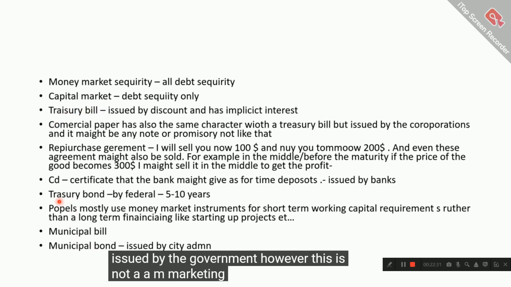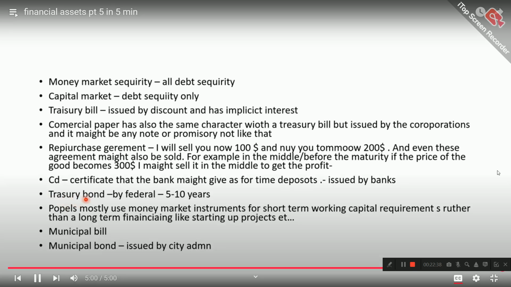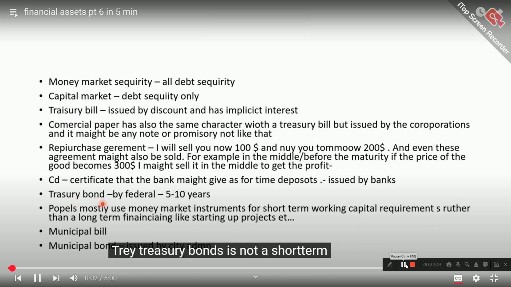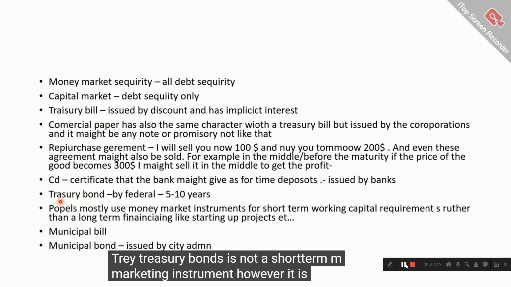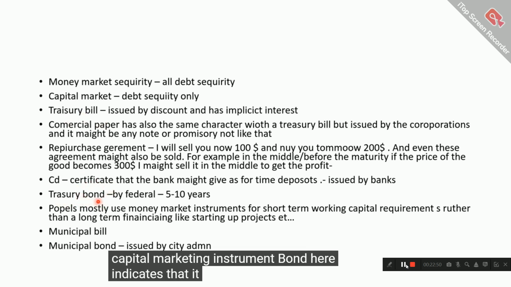Treasury bonds are not a short-term money market instrument. However, they are a capital market instrument. Bond here indicates that it has a maturity period longer than 1 year, and treasury represents that it is issued by the federal government. Mostly this matures from 5 to 10 years. However, treasury bills mature within 90 days, or for the short term, which is less than 1 year.